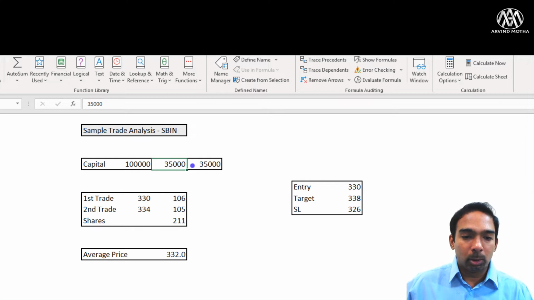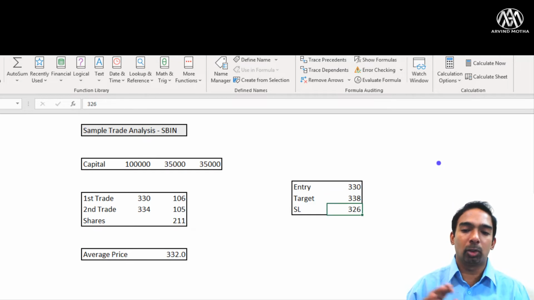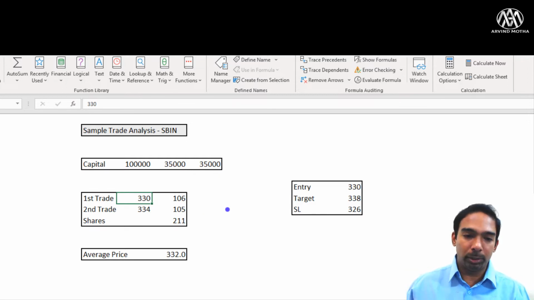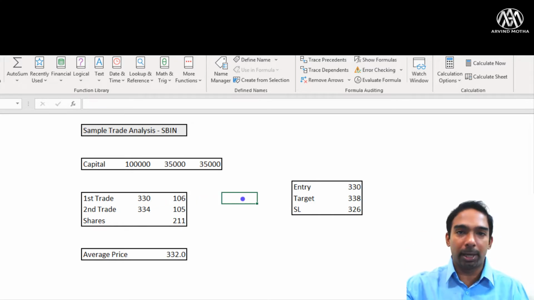Assuming this is my entry price, this is what we spoke about: entry price, target, and stop loss. I'm going to buy SBI Bank at 330 levels, and with 35,000 rupees, I can buy 106 shares. If SBI Bank goes up, that's fine, I'm going to book profits. In case after I buy the stock price comes down, I can hold it up to 326. That's my stop loss.